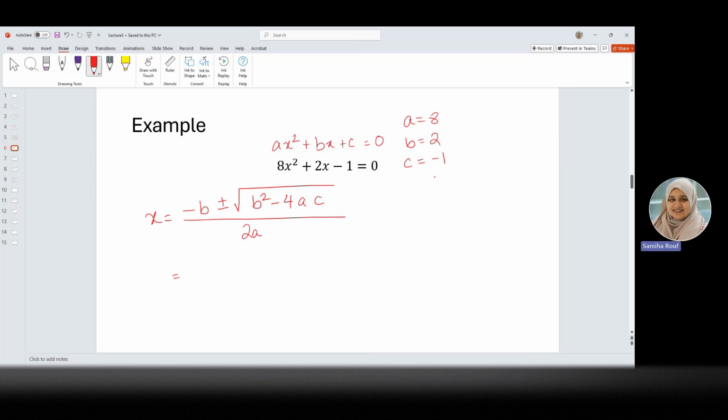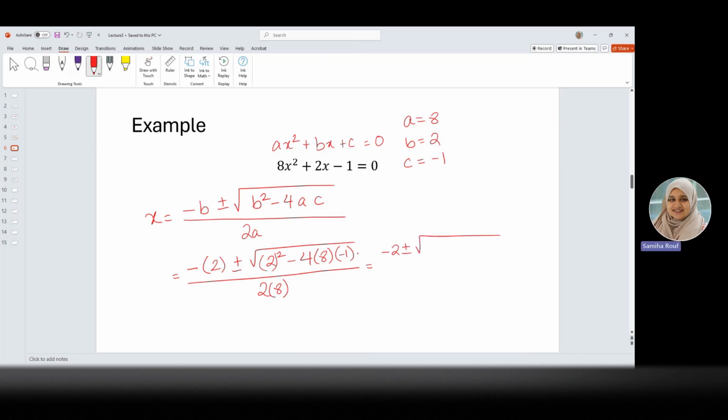Now, we just place our numbers in the correct place. So we have negative of our b. Our b is 2. Plus minus the square root of b squared, minus 4 times 8 times -1. All of this divided by 2 times a, which is 8. All right. Now let's simplify it as much as we can. So the negative times the 2 is just -2.